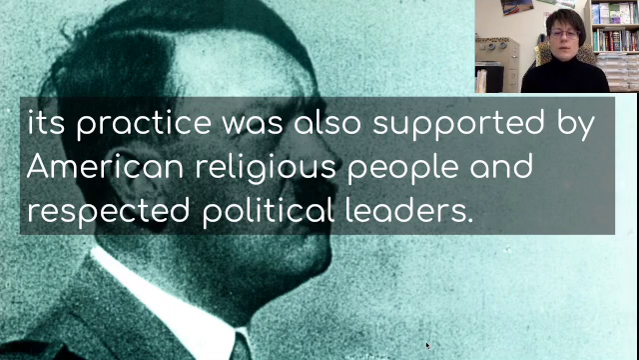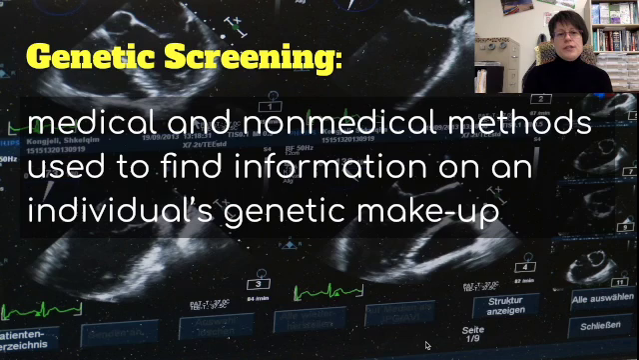So basically, upper class American people at the beginning of the 1900s were in support of eugenics. Now, there wasn't much they could really do about it. There was the forced sterilization, but today, with some of our technology, this could really become possible because we do a lot of genetic screening. These are medical and non-medical methods used to find information on an individual's genetic makeup.